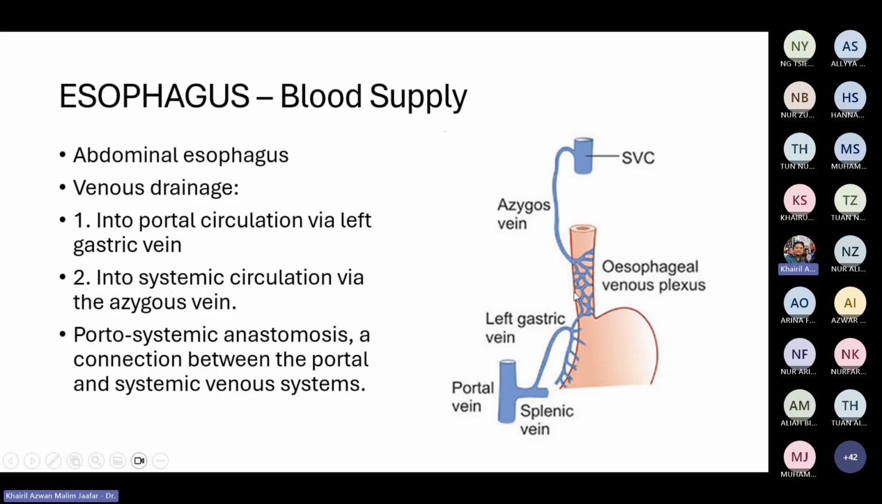So these two systems meet at the lower part of the esophagus, and if there is a problem with the liver, like liver cirrhosis, and the blood flow to the liver is impeded, there will be a backflow of blood into the azygous vein, and the azygous vein usually is not designed to take a lot of blood. So it will be swollen, dilated and tortuous, and this can cause something called esophageal varices.